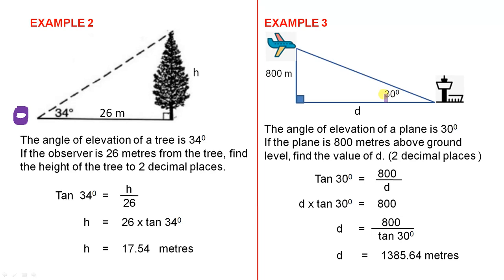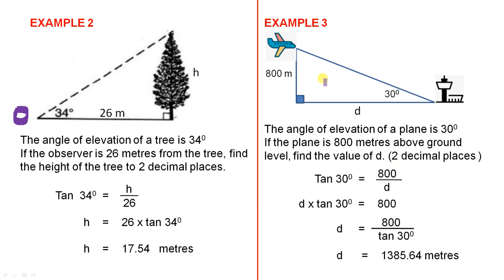So tan 30 equals 800 over d. Multiply both sides by d, which gives us d times tan 30 is 800. So d equals 800 over tan 30, and if you use the calculator to solve that, it gives you d equals 1385.64 meters, correct to 2 decimal places.